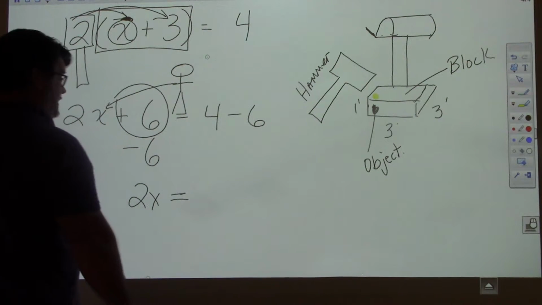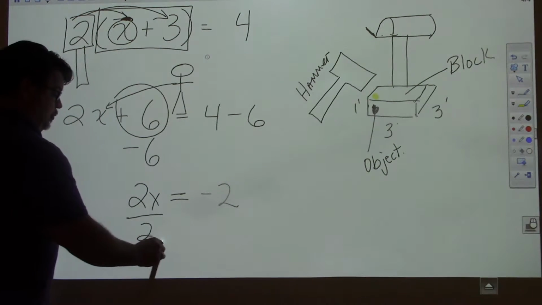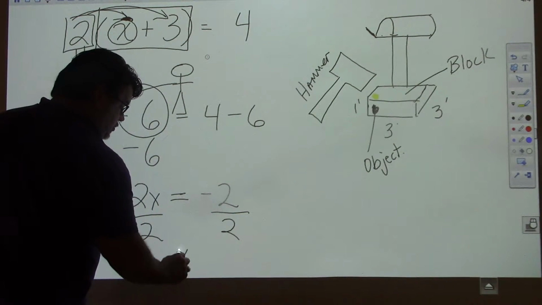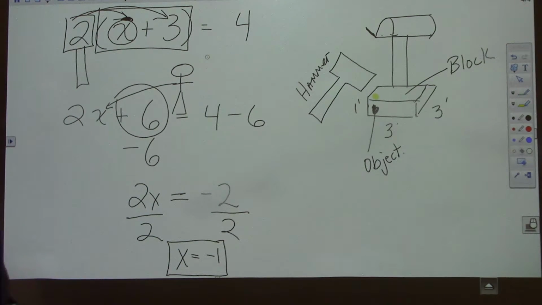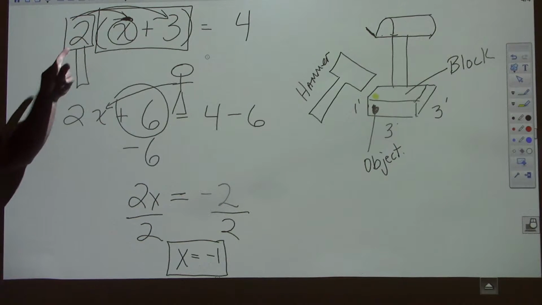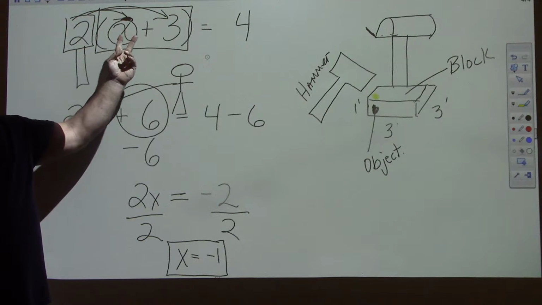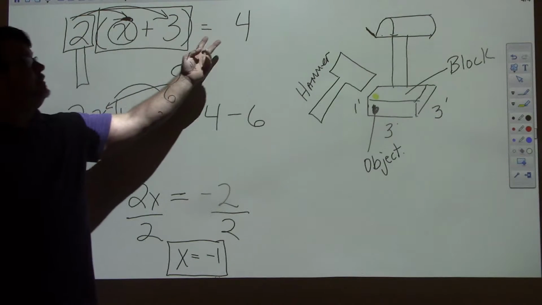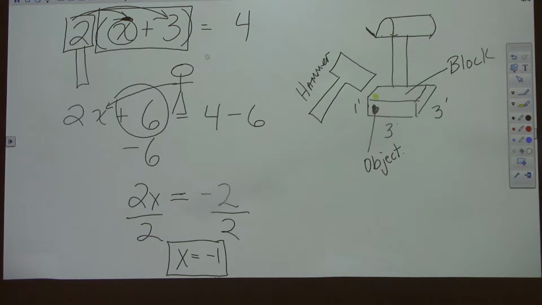All right, 2x is equal to negative what? Divided by 2. And x is equal to negative 1. And what do you do with x is equal to negative 1 to check it? Plug it back in. What's negative 1 plus 3? Negative 2. How about positive 2? And 2 times 2, 4 is equal to 4. It balances. And that's how you use distributive law.